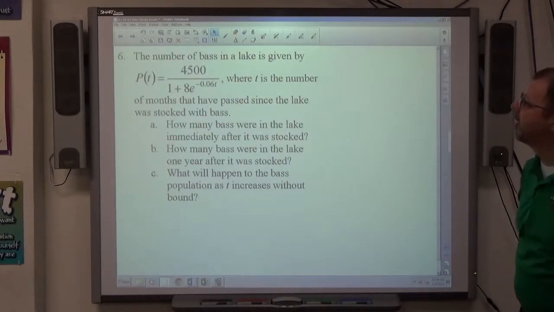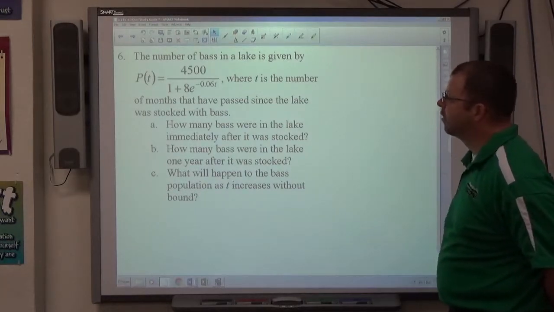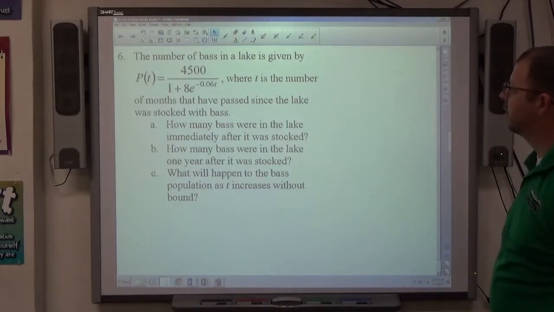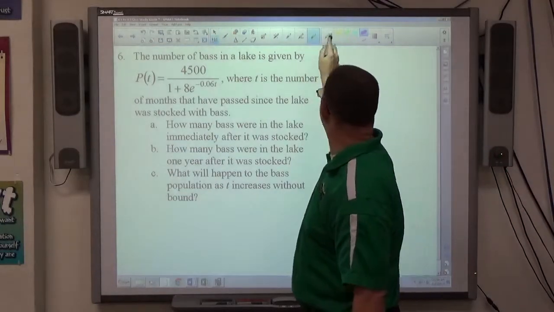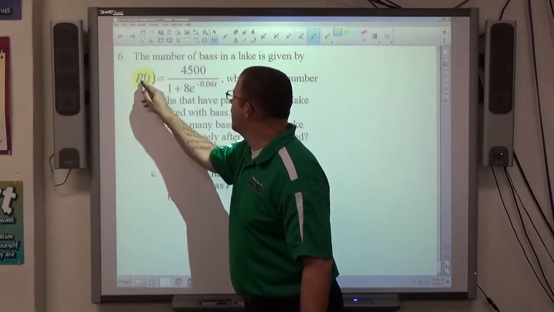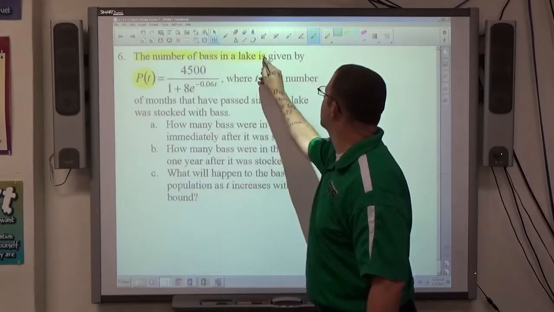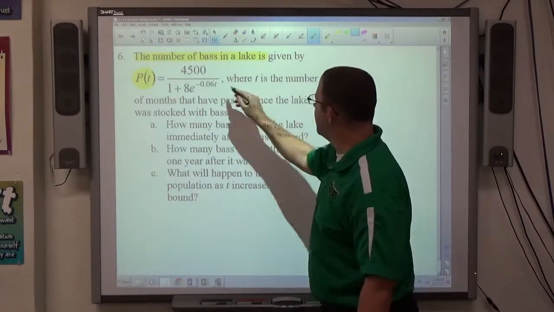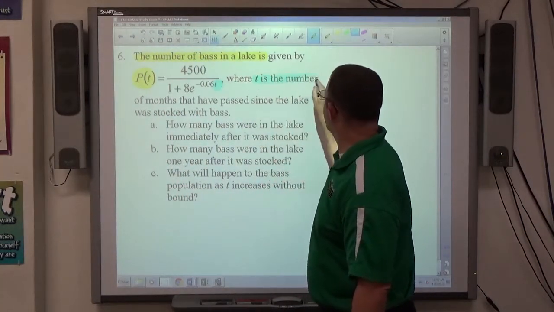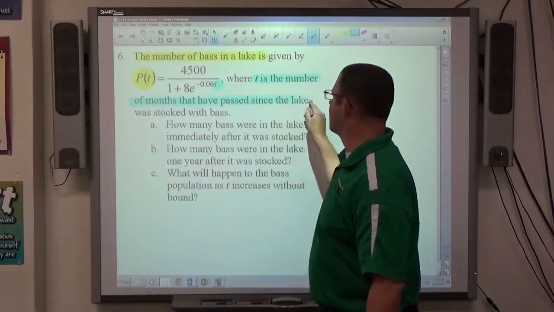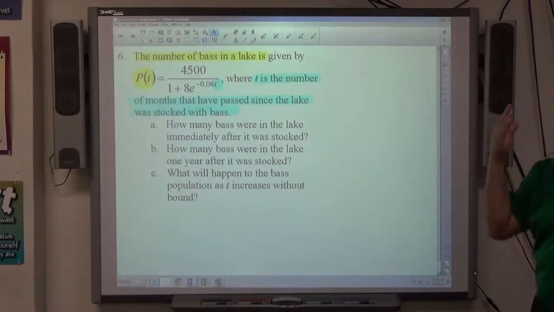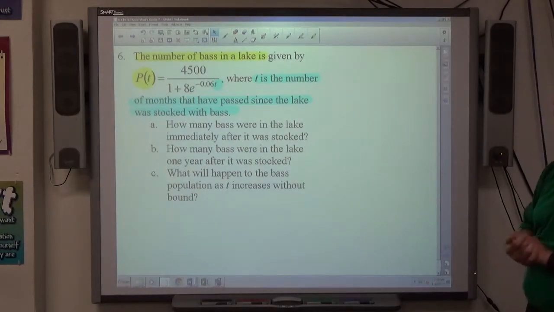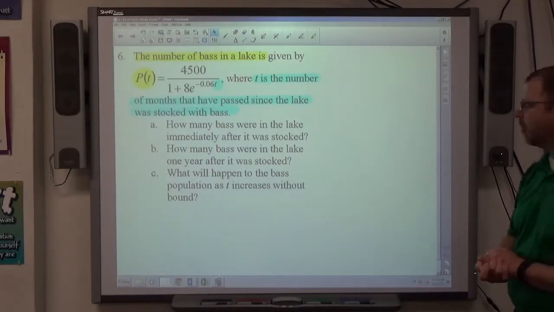Number 6, number of bass in a lake is given by this function. T is the number of months that have passed since the lake was stocked with bass. So again, focusing on the equation they give me, P of T is the number of bass in the lake, and T is the number of months that have passed since the lake was stocked with bass. Okay, make sure that when they give you an equation you know what the variables in the equation represent. E is still the same E that we've been using.